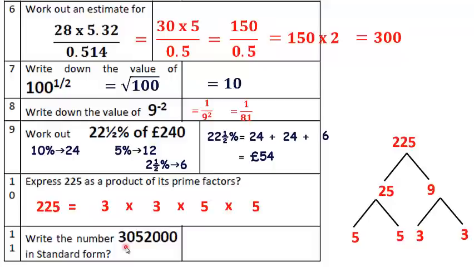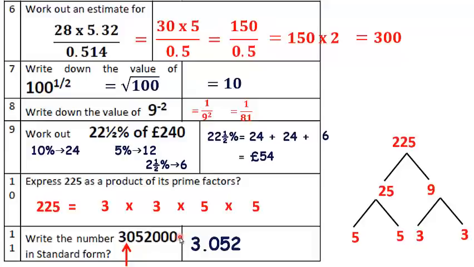Writing a number in standard form. Well, first of all, I need to write this as a number between 1 and 10. I need to put a decimal point in it somewhere, and that's where I'm going to put it, between the 3 and the 0. As you look at it now, you can see that that's a number between 1 and 10. I don't need all these zeros at the end here, so I'm just going to write 3.052. So that's the first bit, 3.052.